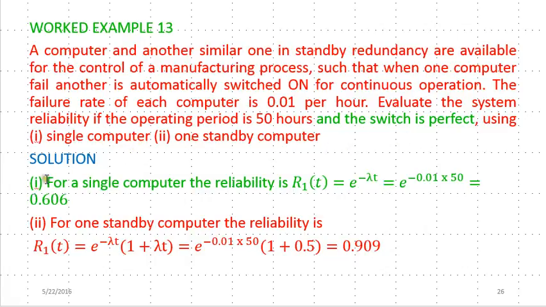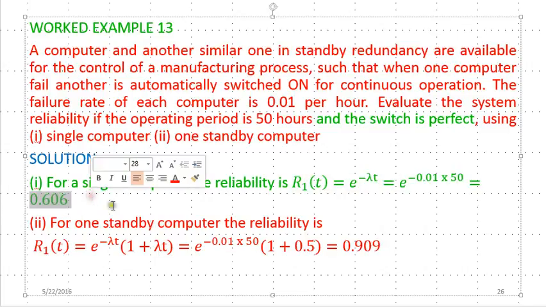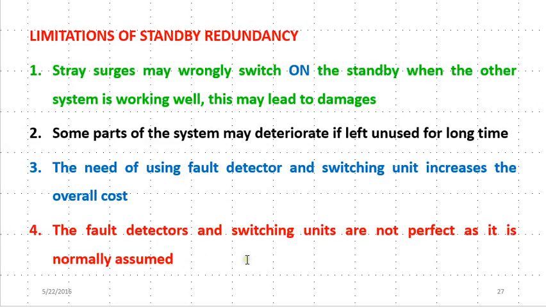Now the solution is this: for the single computer, my reliability is just the basic formula, exponential minus lambda t. My lambda is given, my t is 50 hours, I got 0.606, around 60.6%. For 2 systems, as I said, we are going to use the second term of the Poisson expression, which is 1 plus lambda t. Now substituting, I got 0.909, which is 90.9%. Can you see? The reliability has changed from 60.6% to 90.9% just by introducing one redundant unit, and this shows how effective it is in improving the level of reliability.